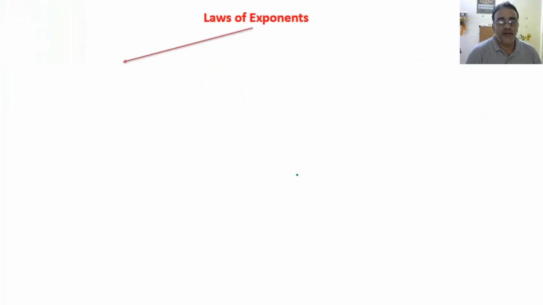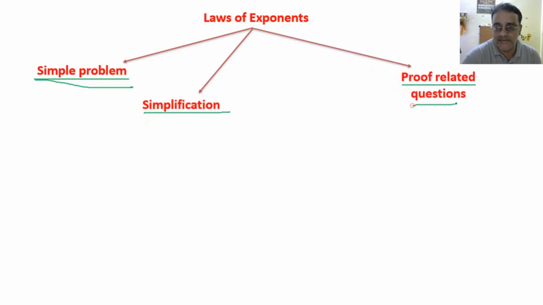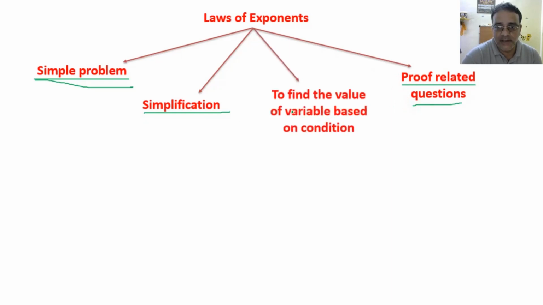So laws of exponents में एक simple problem है. I will tell you which type of question will come under simple problems. Second is simplification. The third one is proof related questions. And the fourth one is to find the value of the variable based on some given condition. So simple problem पिछले chart में नहीं था. And I will tell you which type of question will come. And let us revise the laws of exponents.